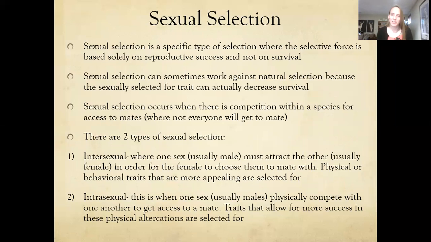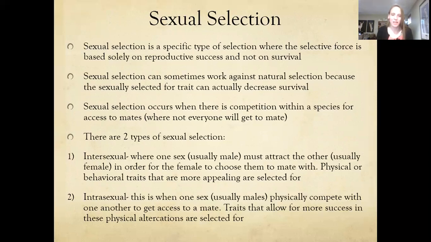of stuff. Sexual selection is a specific type of selection where the selective force is based on reproductive success only and not on survival. And it can sometimes actually work against natural selection because sometimes a trait that is sexually selected for can actually decrease survival. So it's increasing reproduction, but decreasing survival. And sexual selection will happen anytime there's competition within the species for access to mates. So not everyone gets a mate.